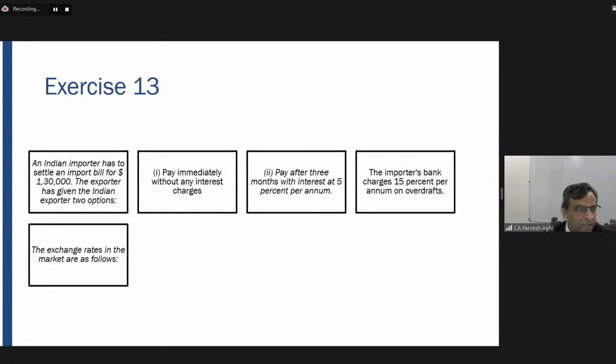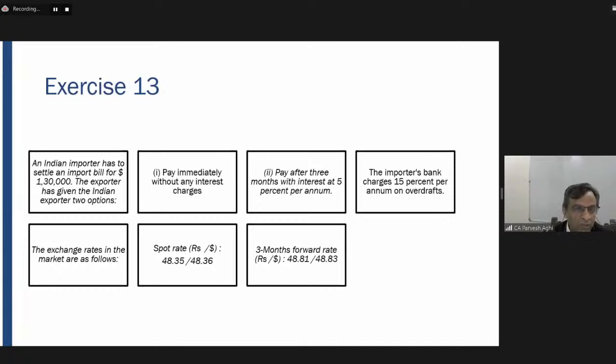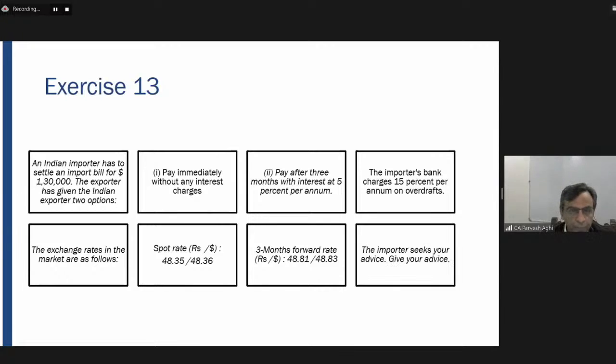The exchange rates in markets are as follows. Spot rate is 48.35, which is the bid rate, and 48.36, which is the ask rate. 3 month forward rates are also given to you, which is 48.81 and 48.83. So the spot rate and the forward rates are given, and it also signifies that the dollar is going to appreciate. The importer seeks your advice. Give your advice.